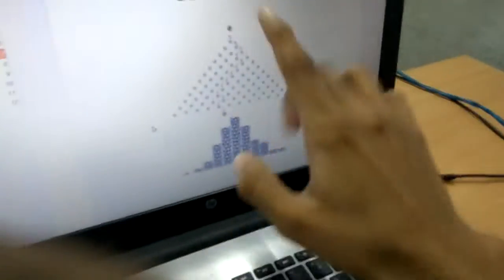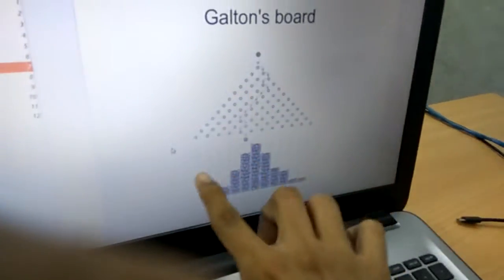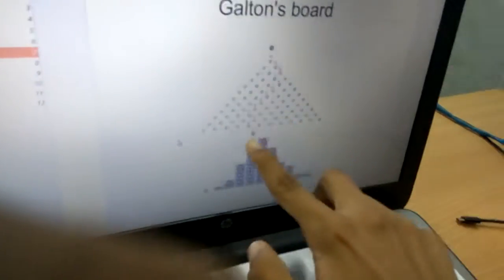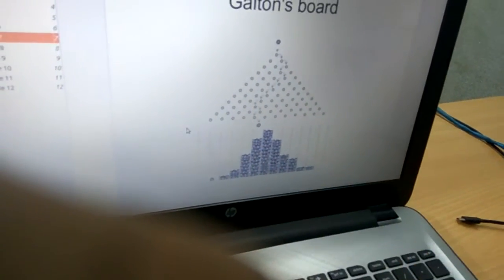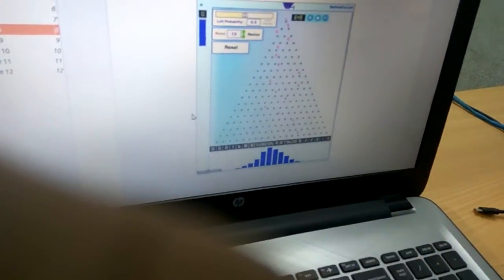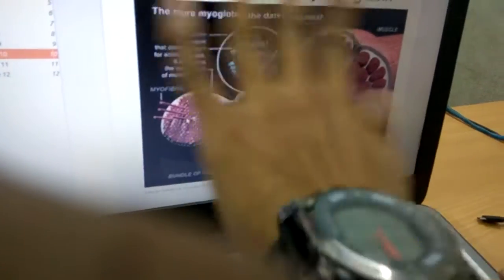So actually, this is a Galton board. This is a ball, and these are all nails. The probability that the ball falls in this histogram is high in the center and reduces outward, so it's a bit like a Gaussian. This is a bit of a pictorial thing, and this is just an introduction to myoglobin.